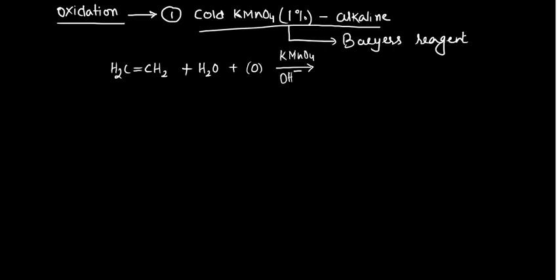Very cold temperature is used, 298 to 300 Kelvin, so you cannot heat it much further. Basically it is a hydroxylation reaction. If you see, there are two hydroxyl groups: H2C-OH, CH2-OH. This addition is nothing but syn addition.